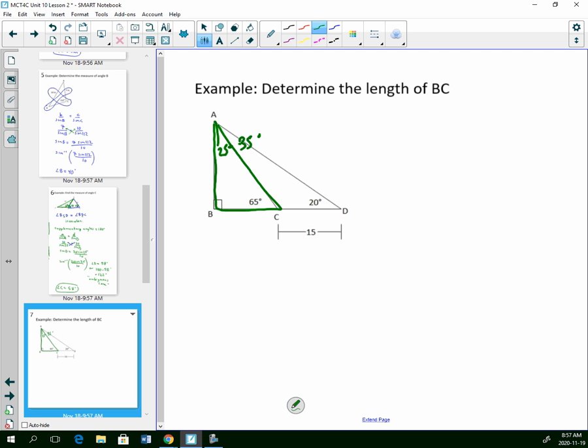So if I know this angle, I could figure out this inside angle, right? Because those add up to 180. I'll get my calculator here. Okay, so I could figure out all the angles in this triangle because the angles in a triangle add up to 180. So we've got 180 minus 90 minus 20.